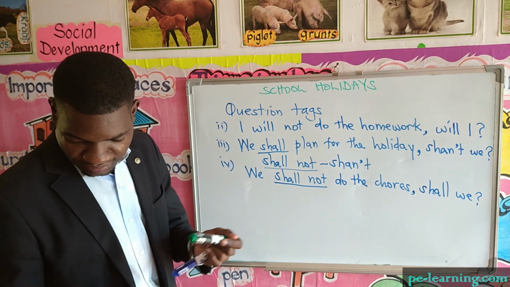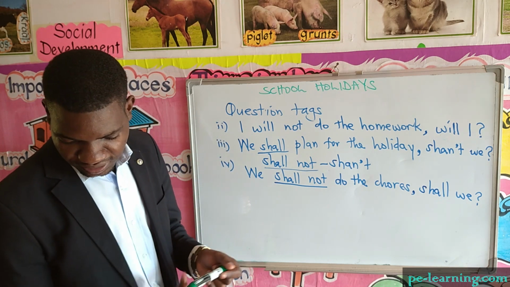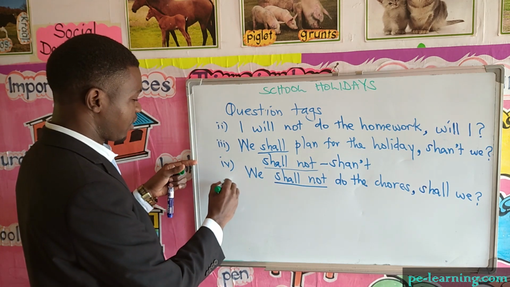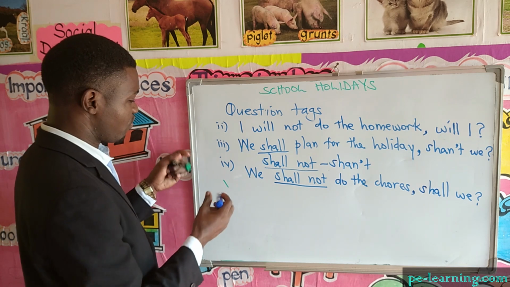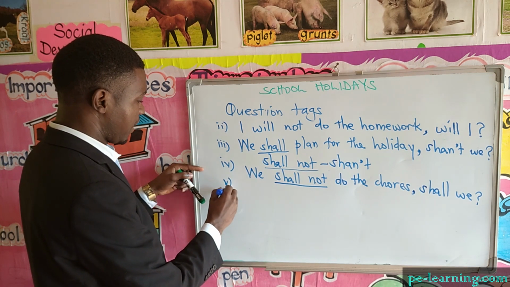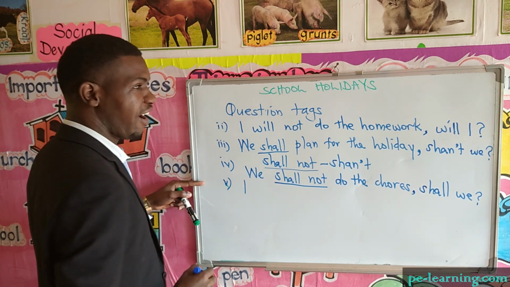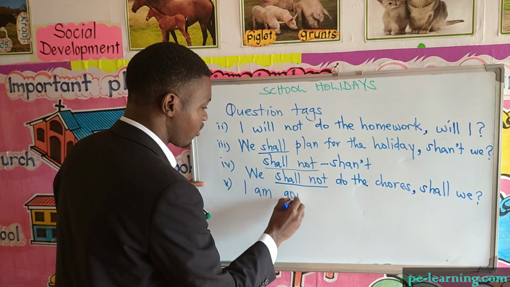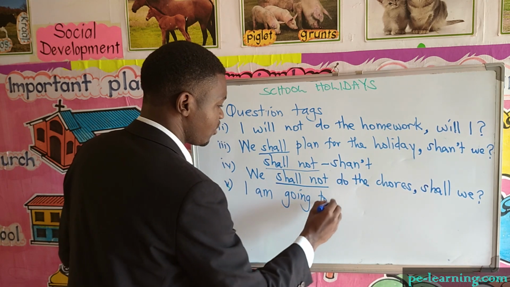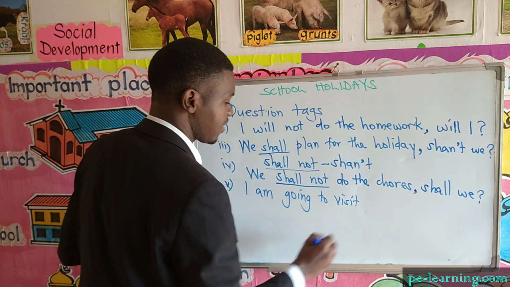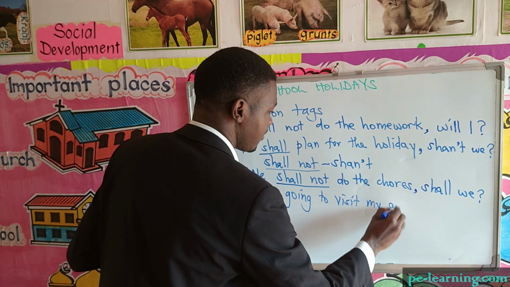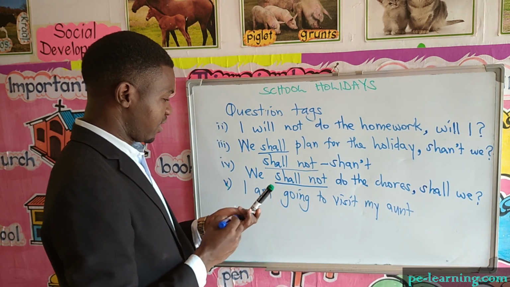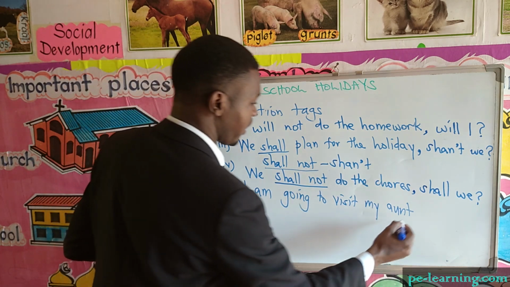Now we can have the last example here. That is basically talking about first person. And the first person here is I. I am going to visit my auntie. Remember, your aunt is your relative, part of our vocabulary under school holidays. I'm going to visit my auntie.